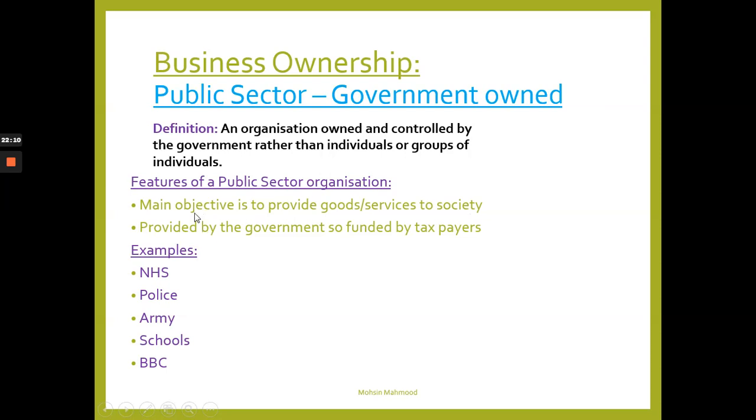If the government didn't provide these goods or services, the public may not pay for them, or they might not be provided to a high quality or a high standard. So the government steps in and provides these goods or services. It's provided by the government, so it's funded through taxpayers.